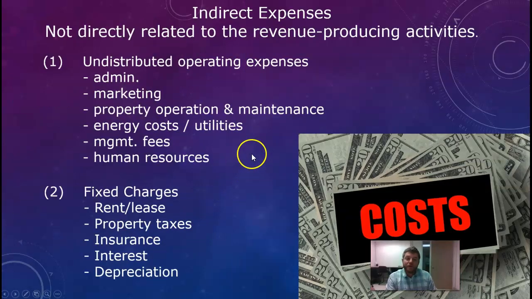Indirect expenses are ones that are not directly related to the revenue producing activities, like I said before, and this will give you an idea of what some of these are, as well as the fixed charges, which we looked at a few of, but it could be these plus maybe some other examples.